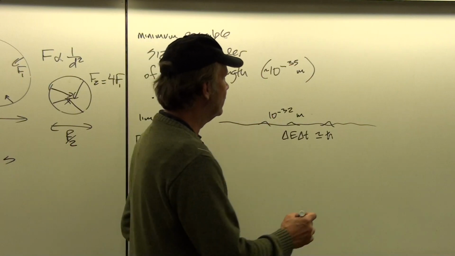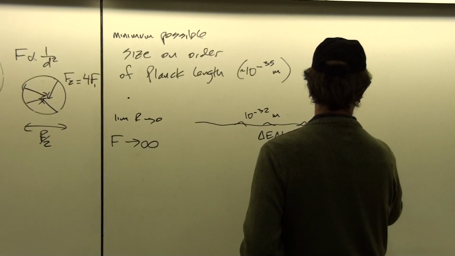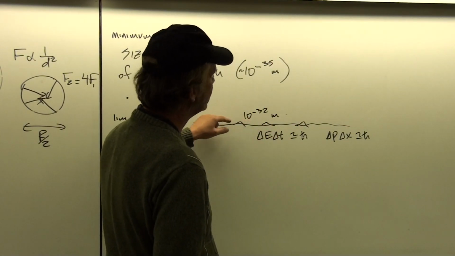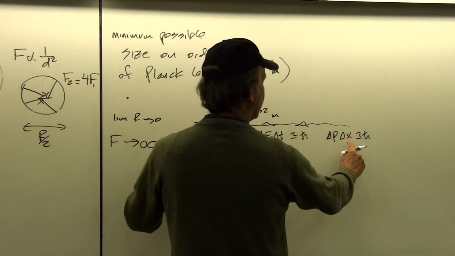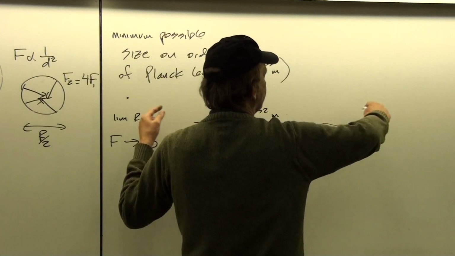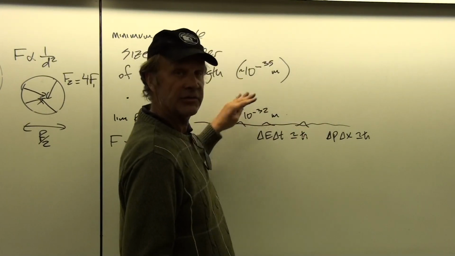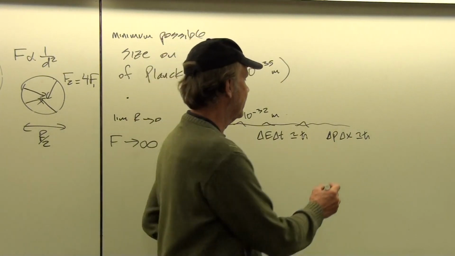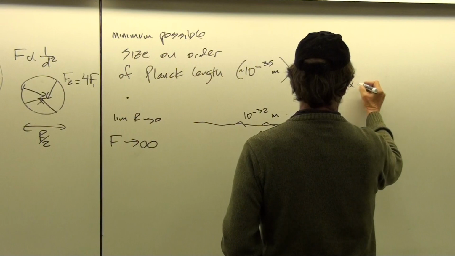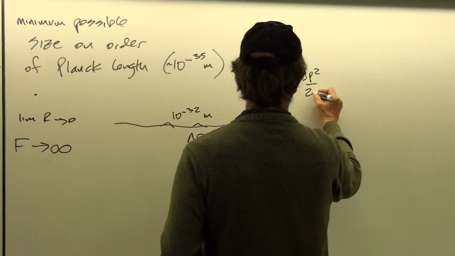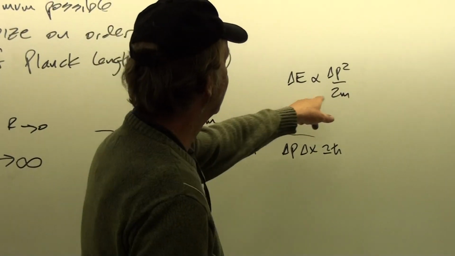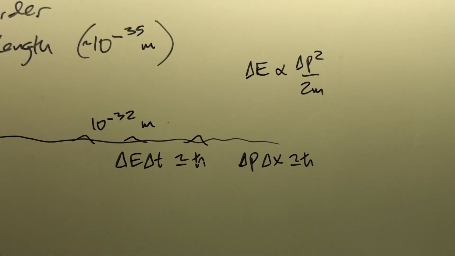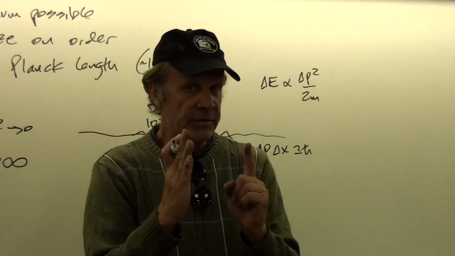Okay? And another equivalent expression is delta P delta X, approximately equal to h bar. So we could say that over small time intervals, these blips come. We could also say over small spatial extent, we have a fluctuation momentum. That fluctuation momentum will also curve the space, because that has an energy content to it. That goes something like delta E is something like delta P squared over 2m. Non-relativistic kind of an expression.